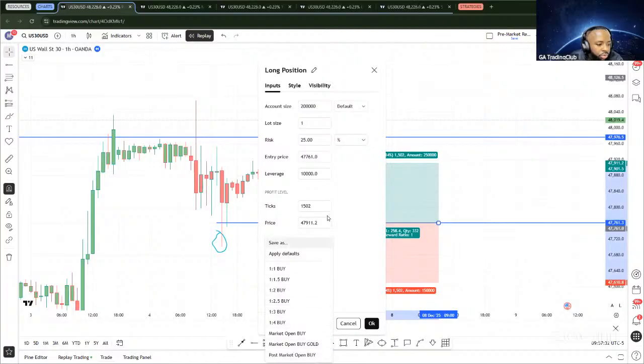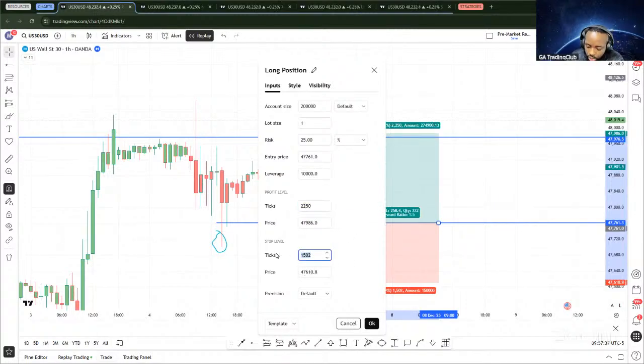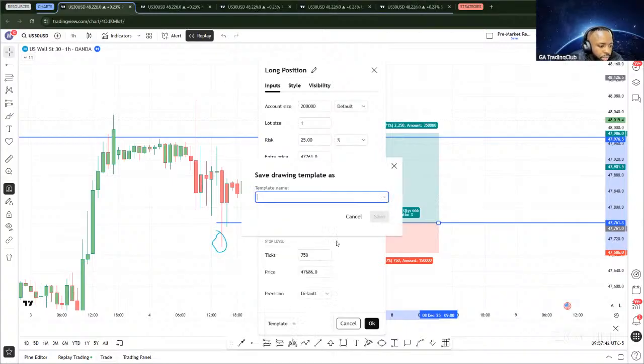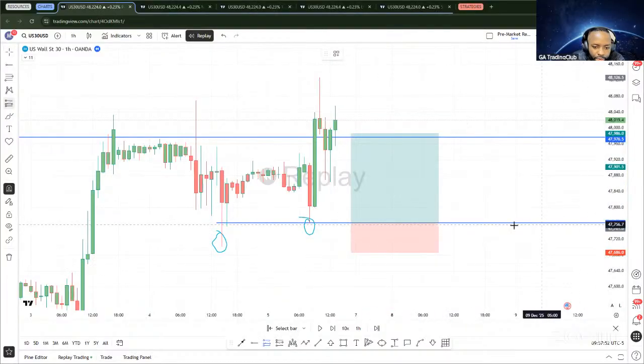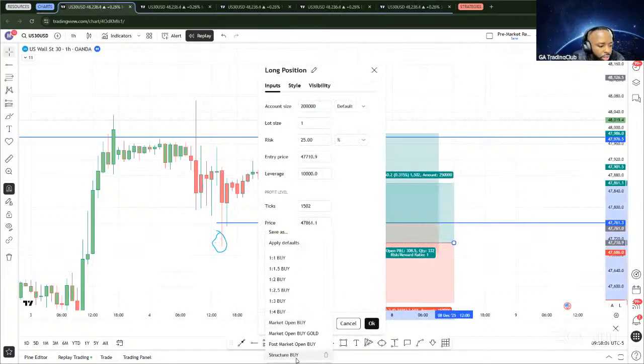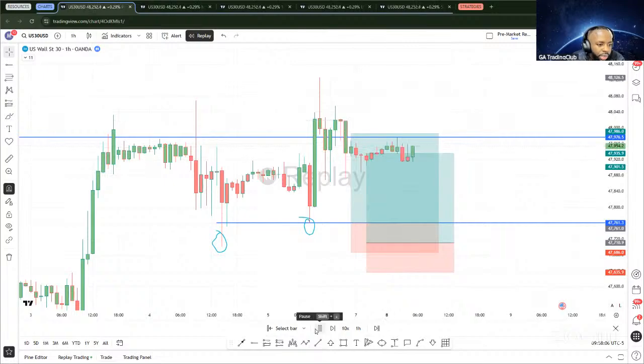And of course I have to manually do this because I hadn't saved it. So 75 pips, save as structure buy, so 75 pips stop loss, 75 pips TP. And again, just eyeballing this, 50 points away would be 47,711. And then structure buy. And let's see if at any point price came down here.